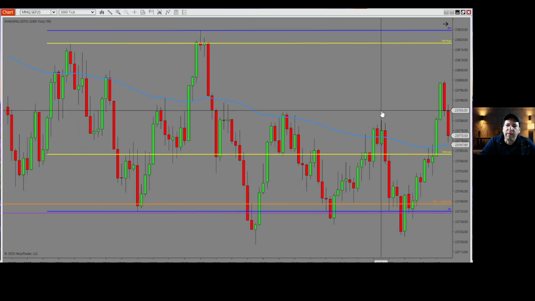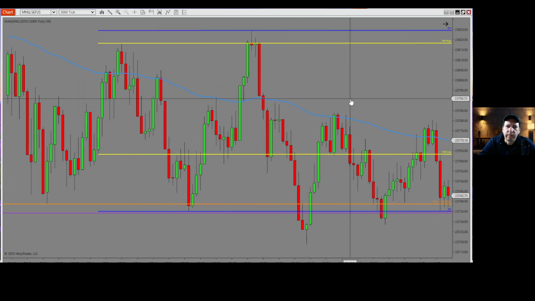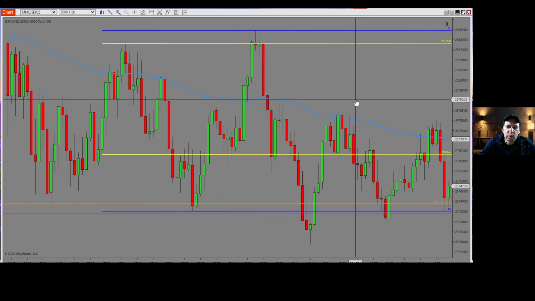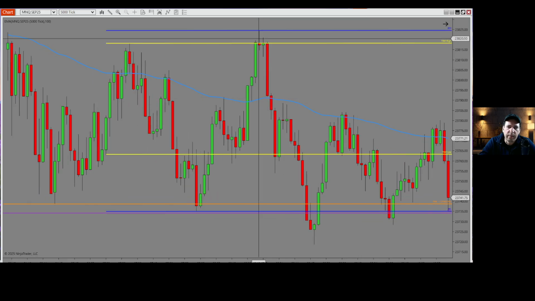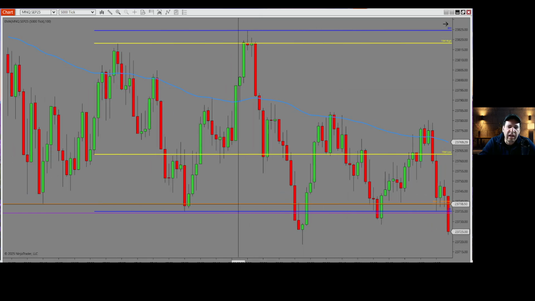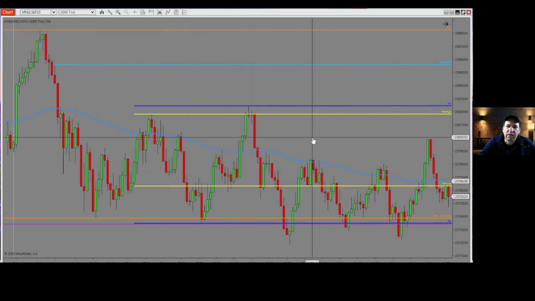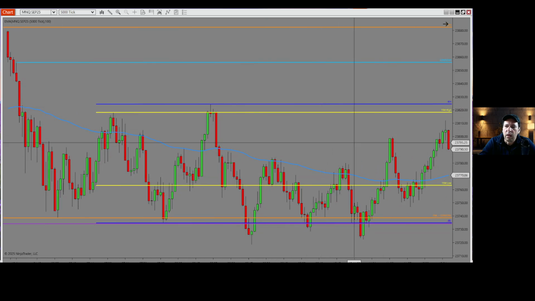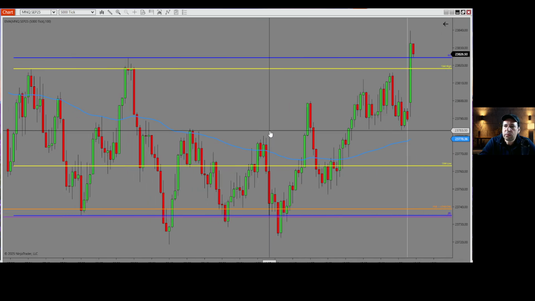So again, the only trade that was really worth it from my perspective in this session was taking this short here at the top. Overall it was a very slow moving market. We stayed mostly inside this tight range here during the entire session.